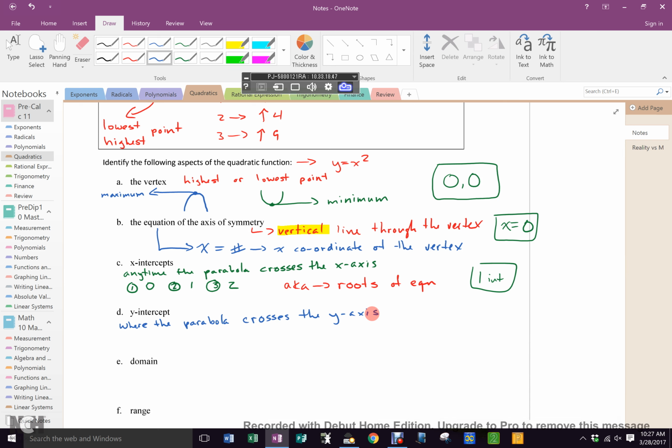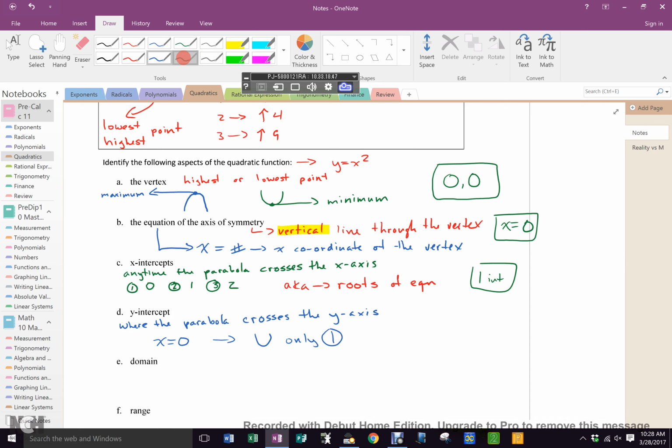Only one, with a vertical parabola. Parabolas can turn on their side, but you guys don't have to worry about that. Wouldn't that just be the opposite equation, for y squared? Yeah, x equals y squared, absolutely. Nice job. The y-intercept is where the parabola crosses the y-axis, so it's anywhere where x equals 0. And there, in a vertical parabola, there's only one.